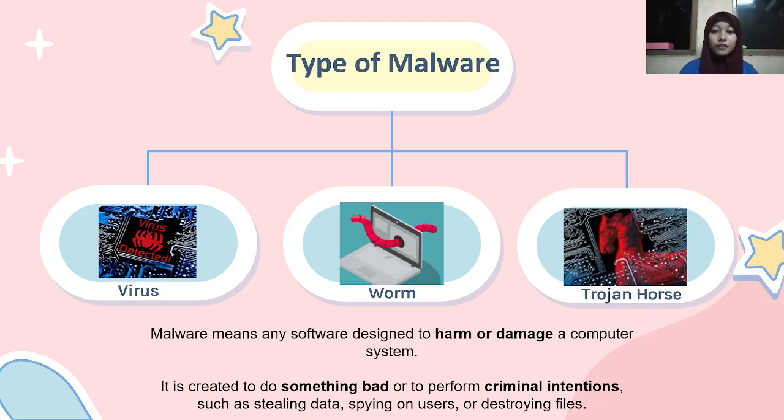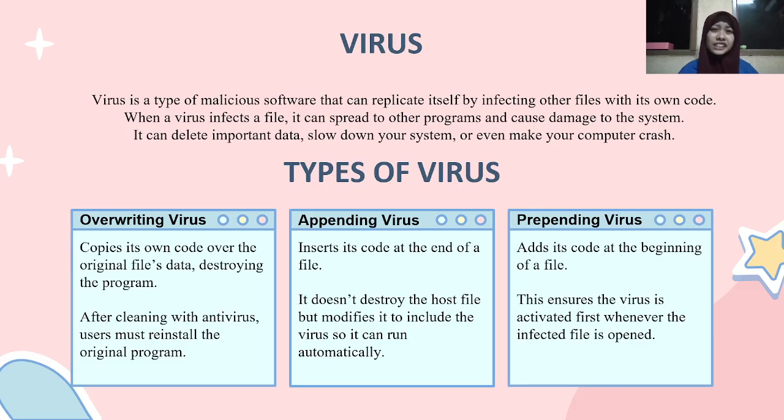Firstly, there is virus. Second, worm. And third, there is Trojan horse. And next, we will talk about virus. What is a virus? A virus is a type of malware that can replicate itself by infecting other files with its own code. It can delete important data, slow down your system, or even make your computer crash.